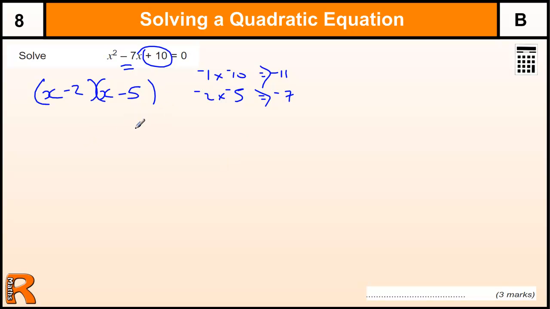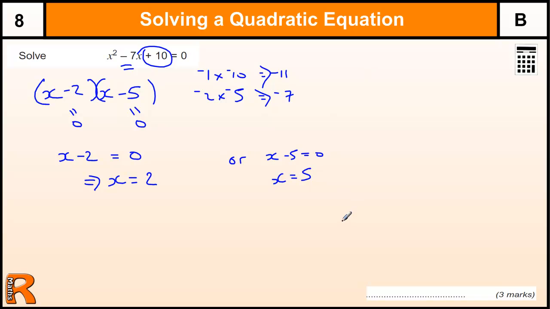You then just got to realise that either this is 0 or this is 0. So x minus 2 is going to be equal to 0, which implies x equals 2, or x minus 5 equals 0, so x equals 5. And there's your two answers for 3 marks.